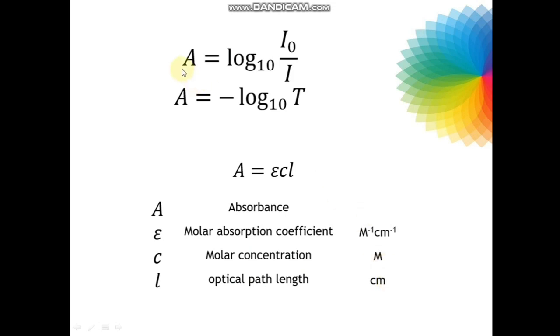How is the absorbance related to the intensity of the incident radiation and intensity of transmitted radiation? A is equal to log I naught by I. How is absorbance related to transmittance? A is equal to negative log of transmittance. So this is actually the Lambert-Beer law, which tells that there is a linear relationship between the absorbance, concentration, and the path length.